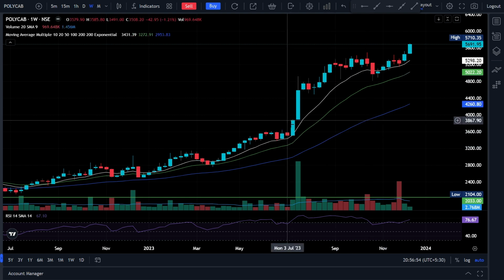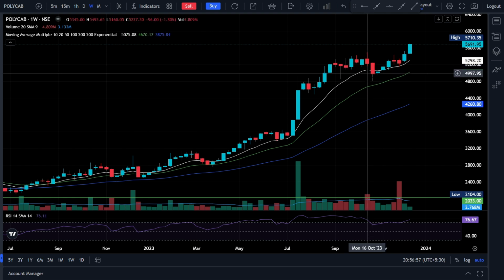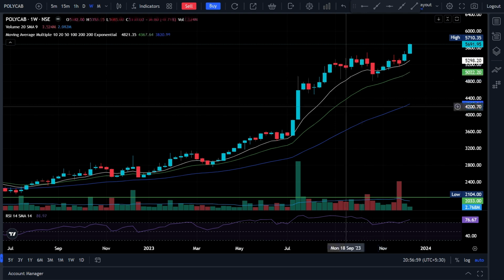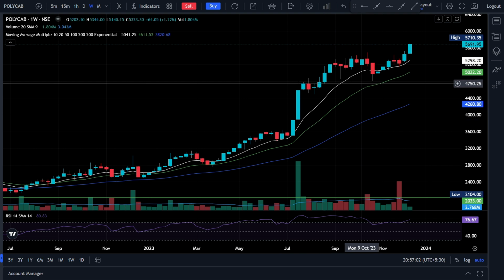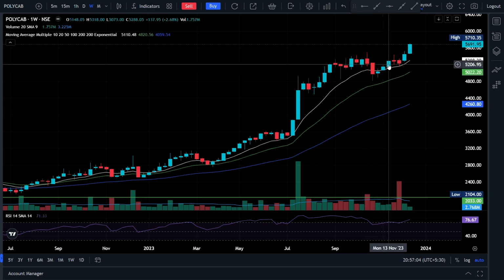So what would have been their profit? They would have bought at 3,800 and they would have sold at 4,900. That's a great trade, right? And all they needed to do was trail with 10 EMA. Even though after a few weeks, it again got back above 10 EMA.